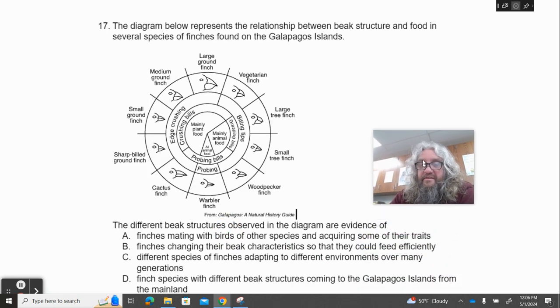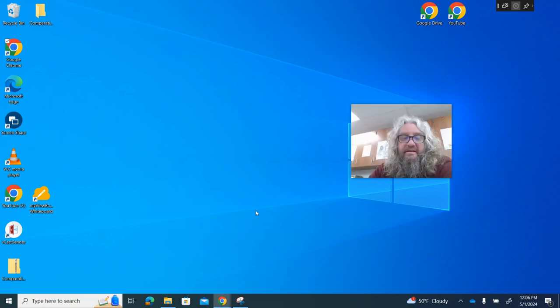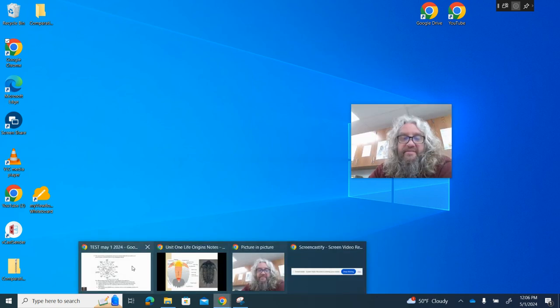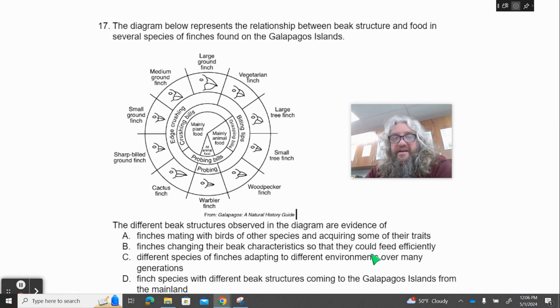Oh, look, a finch wheel. Yay! I got so excited I made it disappear. There we go, the finch wheel, yay!